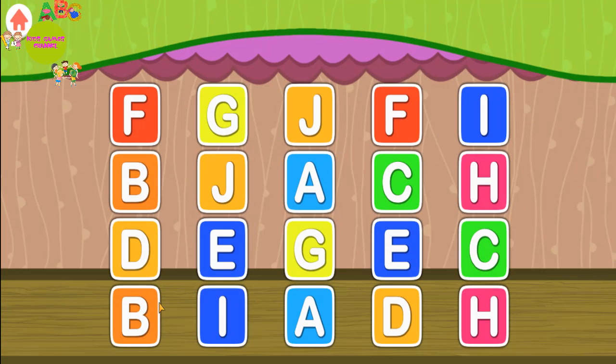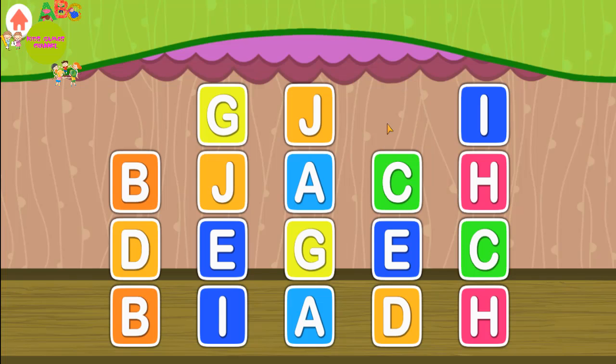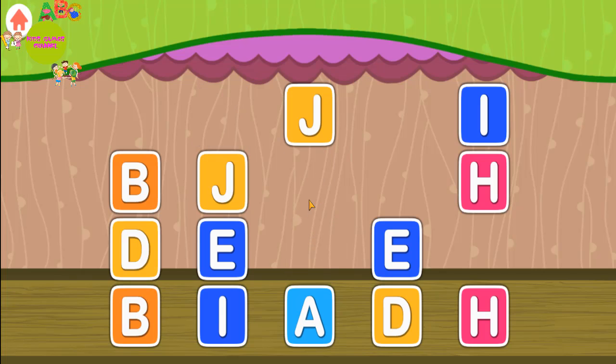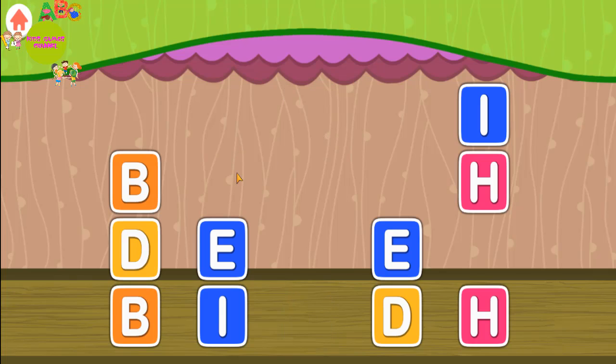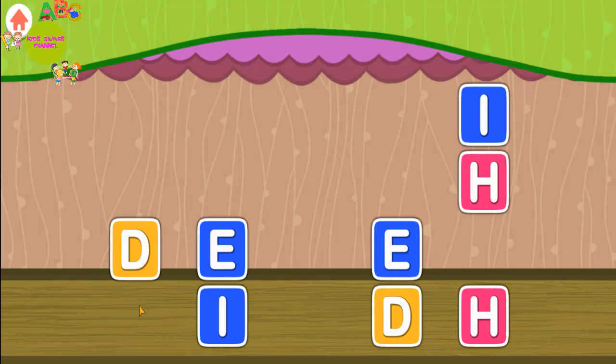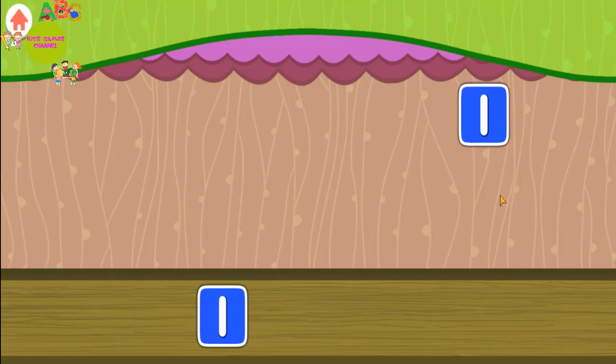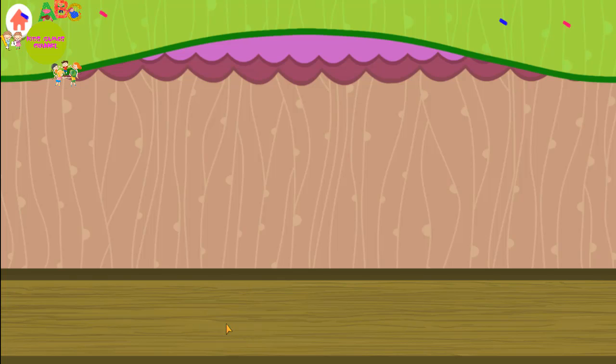Find the matching pairs. F. Excellent! C. Intelligent! G. Great job! A. Excellent! J. Terrific! B. Intelligent! D. Excellent! E. Great job! H. Excellent! I. Intelligent!